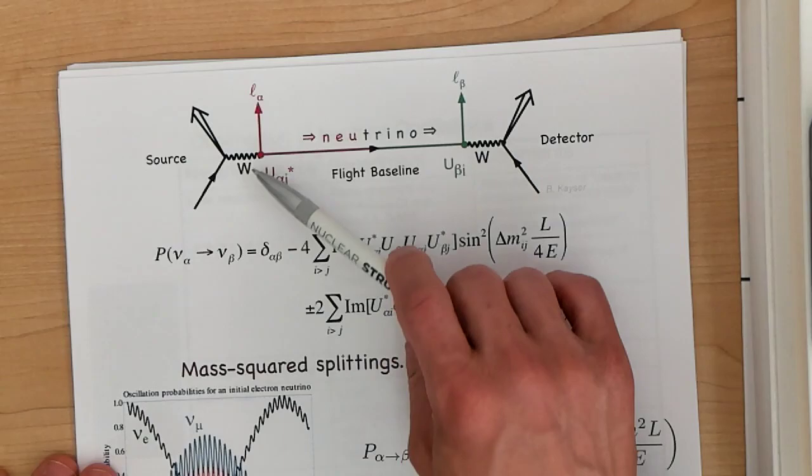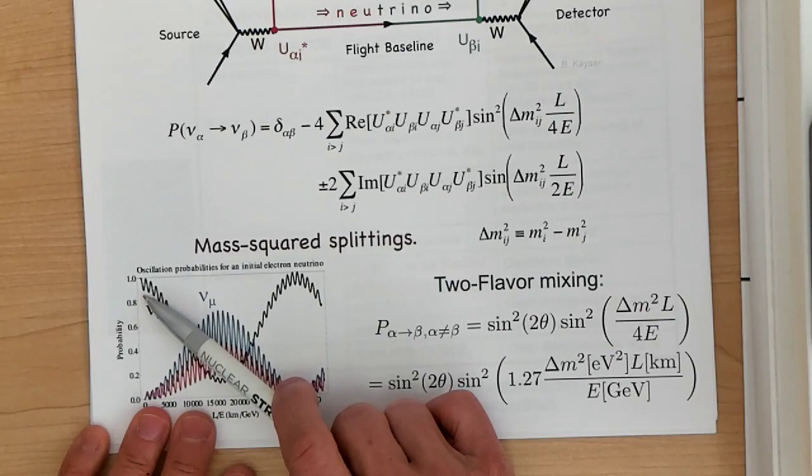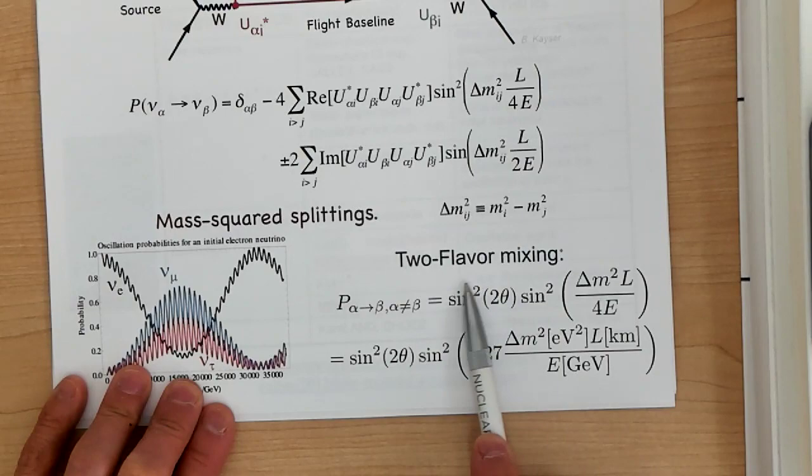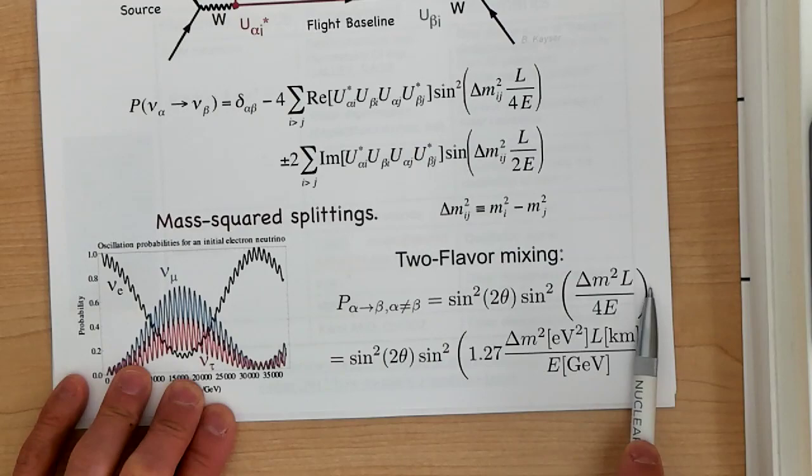And what happens is it oscillates as a function of distance, or as a function of time, if you want, and you can actually see this probability having these interesting oscillations because you have three different types of neutrinos mixing with each other. The characteristic of this probability is that we have some mixing angle dependence here, as well as an oscillation, and the oscillation is a function of the distance that you travel. This is called the baseline.